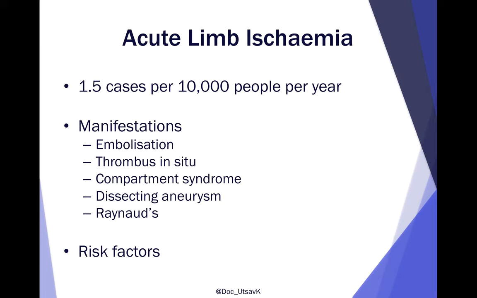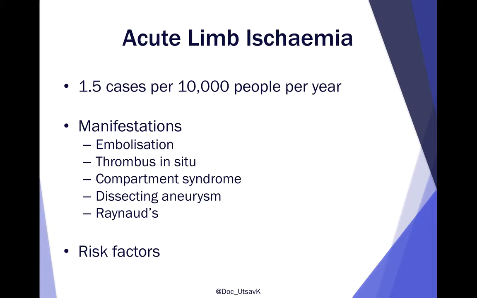Acute limb ischemia. We can define acute limb ischemia, or ALI, as a sudden decrease in perfusion of a limb that threatens the viability of that limb. This sudden decrease in perfusion can be either complete or partial, and this leads to rapid ischemia and poor outcomes if it is not treated within 6 hours. Hence, it is a surgical emergency. It affects 1.5 cases per 10,000 people per year, and it can manifest in a variety of forms.